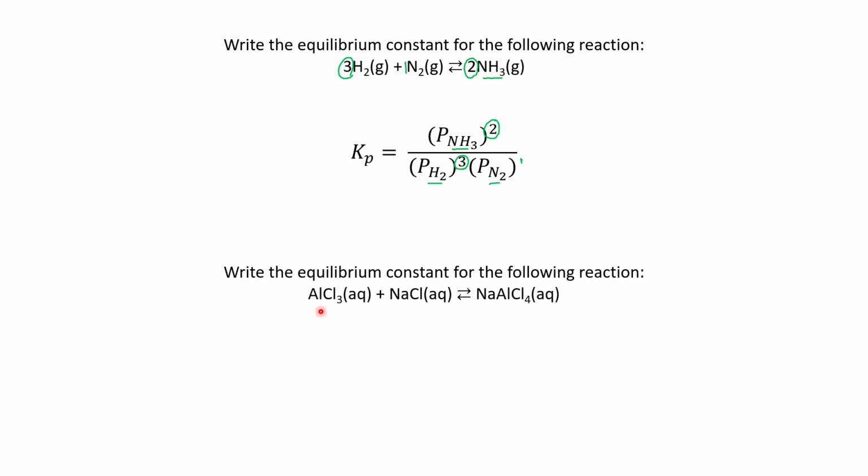Let's do another one. We need to write the equilibrium constant for this reaction right here. You'll notice these are all aqueous, so these are all in solution. I am going to write a Kc for concentration. But before I write my Kc, let's check and make sure that this is a balanced chemical equation. I have 1 sodium and 1 sodium, same with aluminum, 1 and 1. And chlorines, I have 3 plus 1, which is 4, and yes, I have 4 right here. So yes, balanced chemical equation.